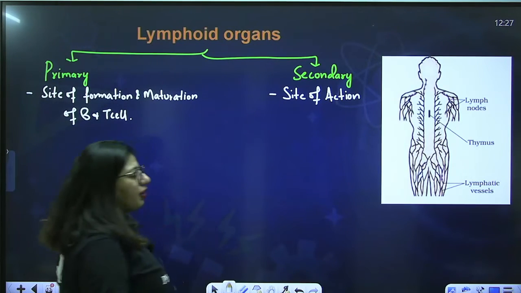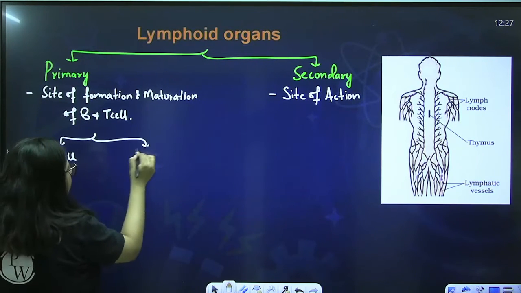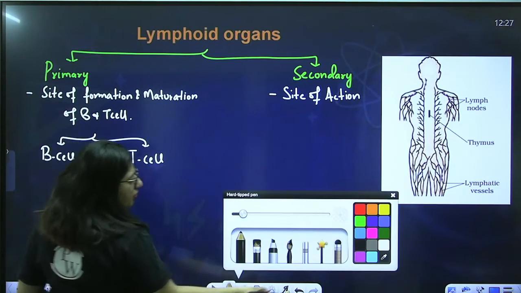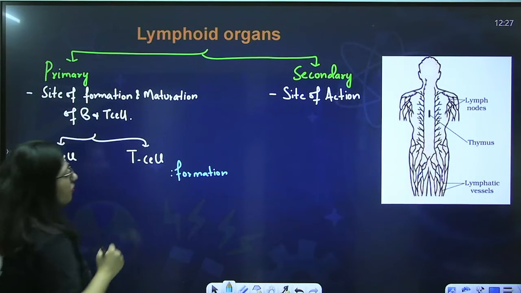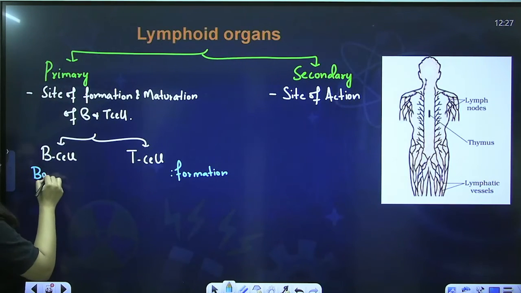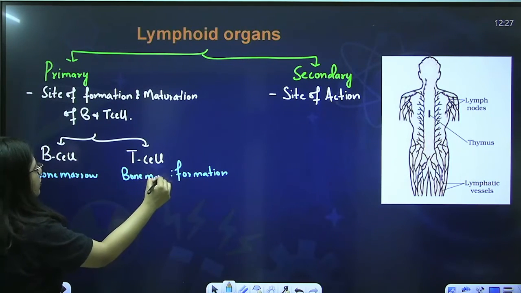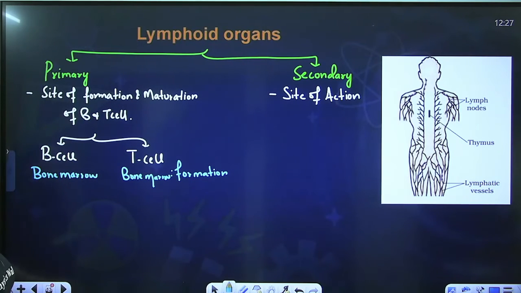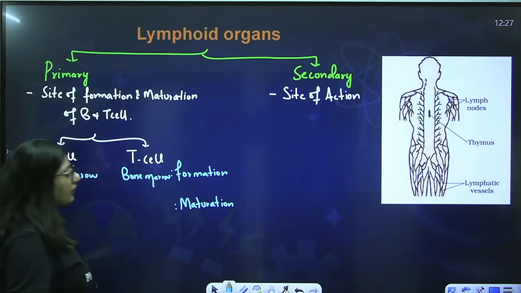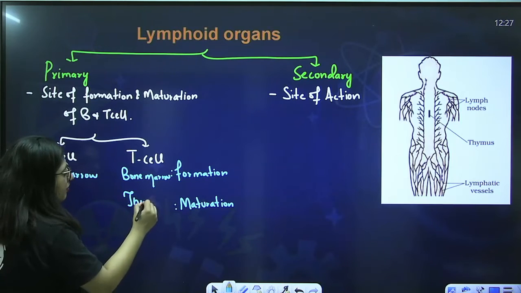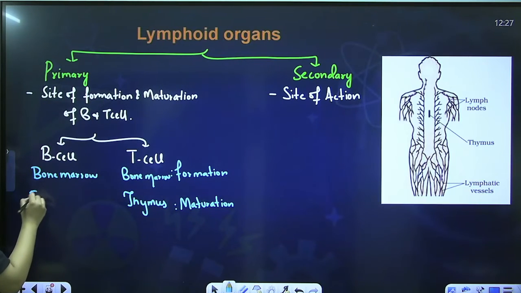Right. So there are two cells that are very much important. One is the B cell, another is the T cell. If I talk about the formation of these two cells, both are formed in bone marrow. B cell is formed in bone marrow and the T cell is also formed in bone marrow. If I talk about the maturation of these cells, the T cells get mature in the organ named thymus. So thymus and bone marrow both are your primary lymphoid organs, whereas the B cells get mature in bone marrow.